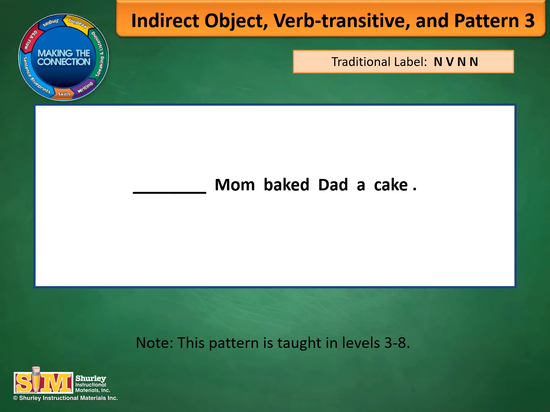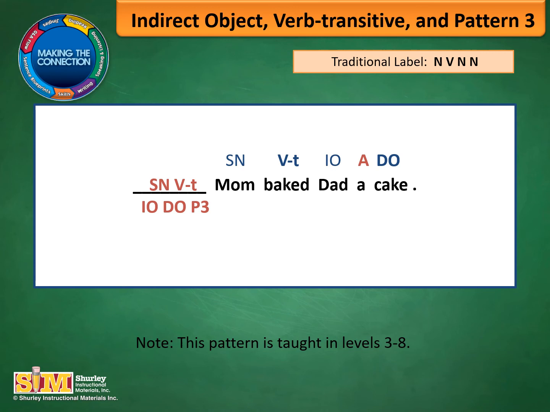Ready? Mom baked Dad a cake. Who baked Dad a cake? Mom. Subject, noun. What is being said about Mom? Mom baked. Verb. Mom baked what? Cake. Verify the noun. Does cake mean the same thing as mom? No. Cake. Direct object. Baked. Verb transitive. Mom baked cake for whom? Dad. Indirect object. A. Article adjective.